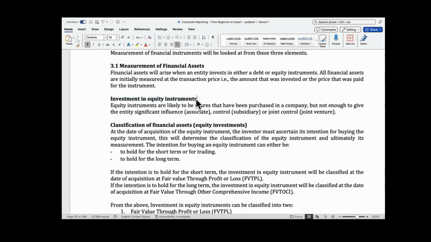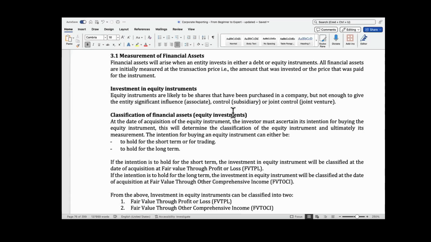That means that if you bought shares and you spent 500,000, all you need to do in your books is to debit financial asset, equity investment, at the amount you paid. Of course, you credit bank. That's what we're saying. However, there's something we call classification of financial assets.